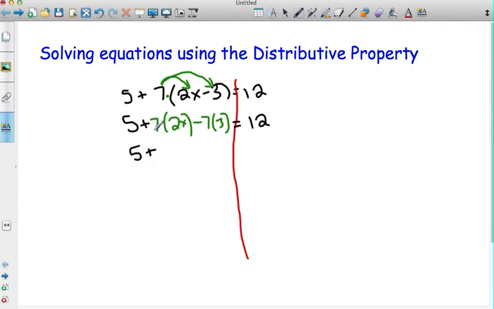I have 7 times 2x, which will give me 14x. Minus 7 times 3 is 21. And that's going to be equal again to 12.